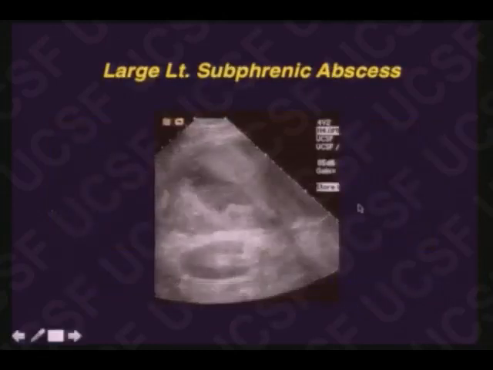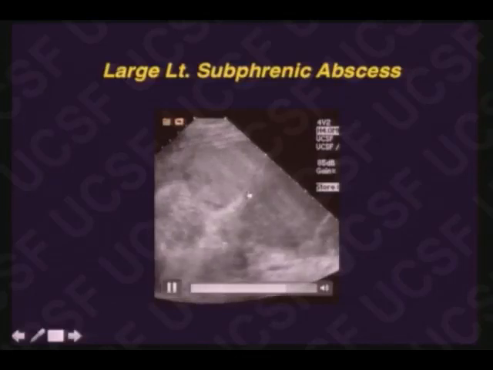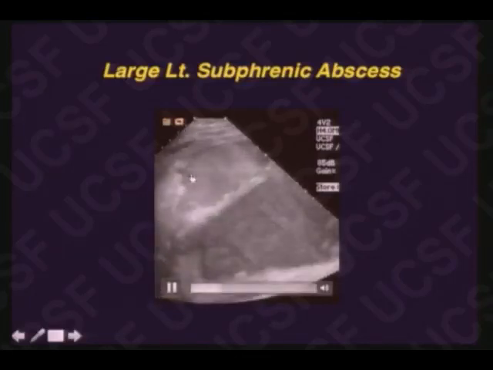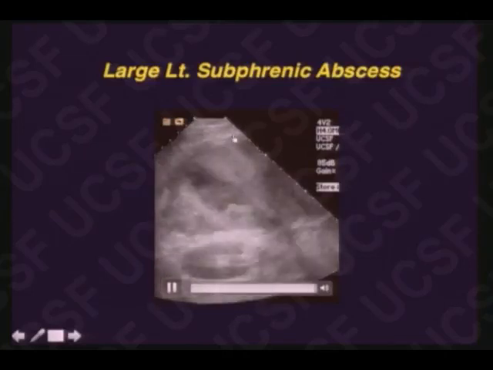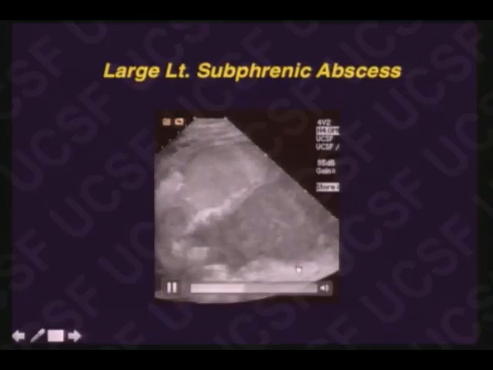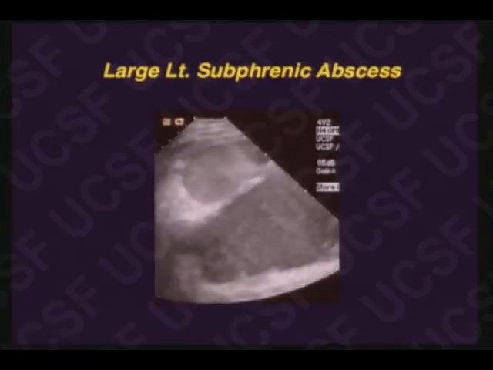Now, here we're dealing with a left subphrenic abscess. You find left subphrenic abscesses superior and lateral to the spleen, so we identify the spleen. We see that that is posterior and lateral to the spleen, left subphrenic abscess.